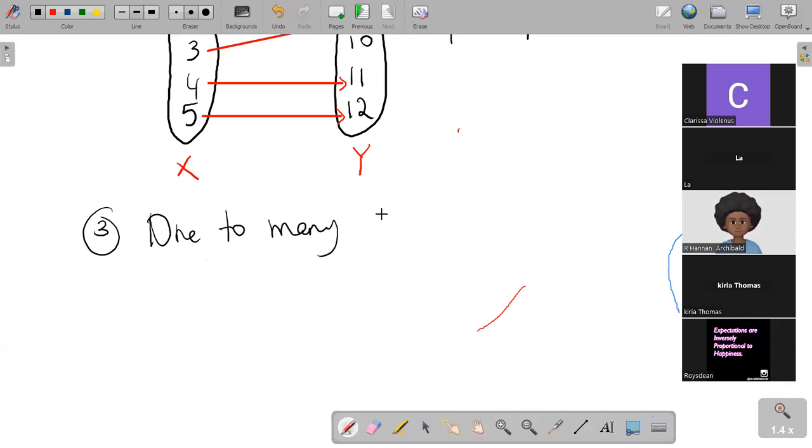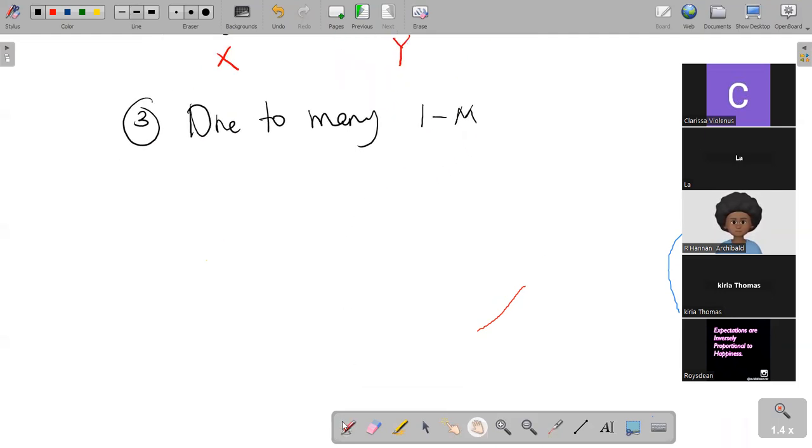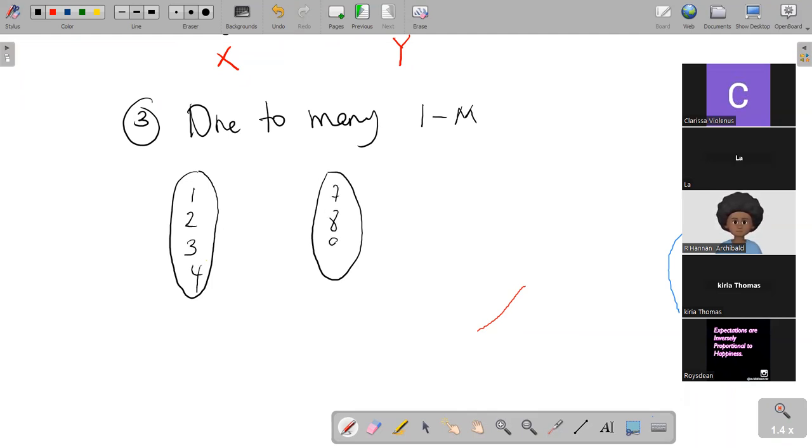This one is pretty easy. 1 to many. It means that, what does that mean? One element in the X going towards what? Many elements in the Y. So let's draw an example quickly. So let's say again, 1, 2, 3, 4, 7, 8, 9, 10.